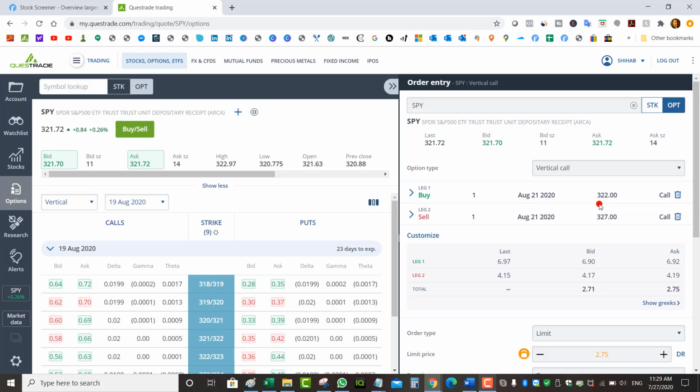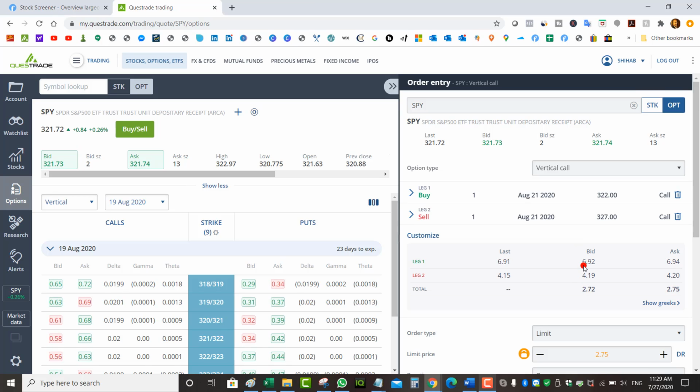So in case SPY drops and never goes above your 322 call, then at least you lost $2.70 instead of losing $6.80. The other thing it does is that it caps your profit. So it's a trade-off. You pay more to get in, but you have a higher potential of profit, or you pay less to get in, but your profit is capped.